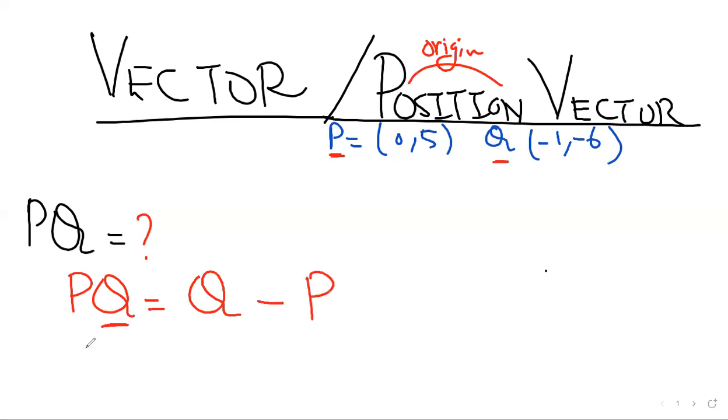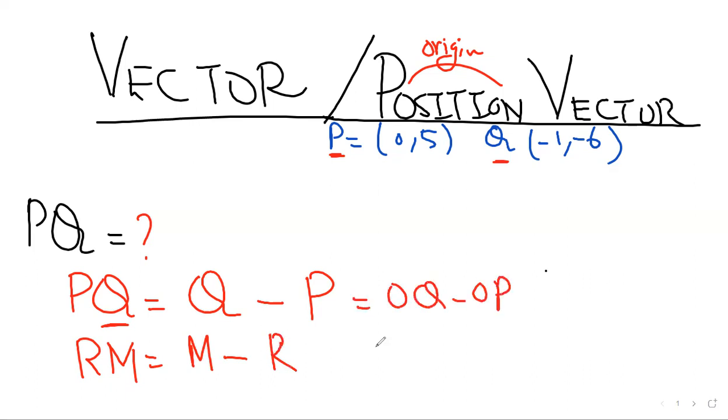For example, if we need to calculate RM, then what do I write? M minus R. And with respect to position vectors, I will write OQ minus OP. But the procedure of solving the question remains the same: OM minus OR. This is the mathematical form. This is only for your guidance.